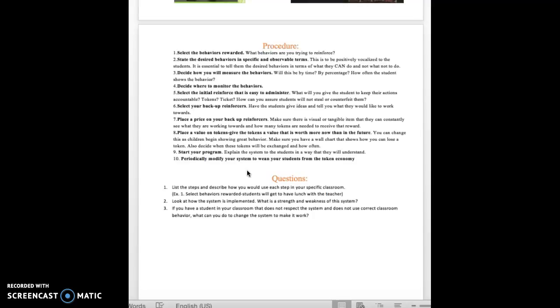Place a value on tokens, which is basically give the tokens a value that is worth more now than in the future, because you can always utilize different things and change them. So say having lunch with the teacher is worth 30 marbles. If you use those marbles, 30 marbles is going to be really hard to reach. But as the year goes on, it might be easier for them to reach that goal. So you can always make it less or you can make it more depending on how the students are responding to that specific thing.